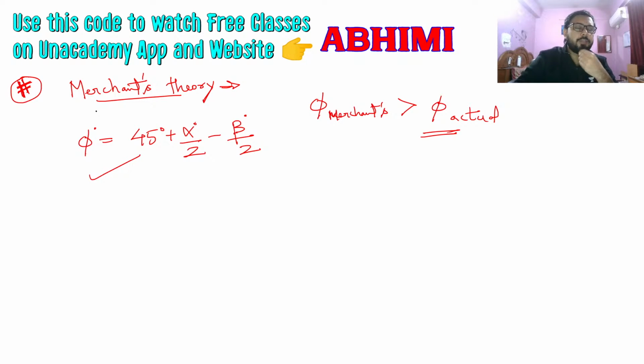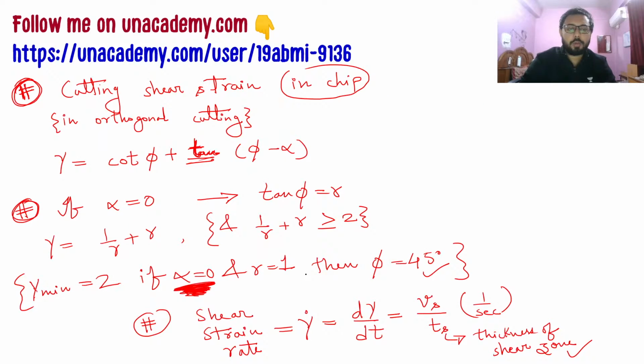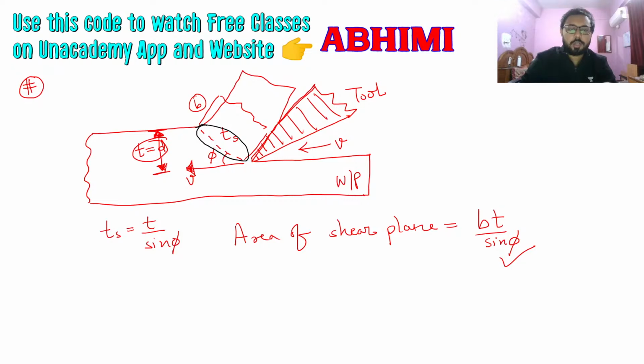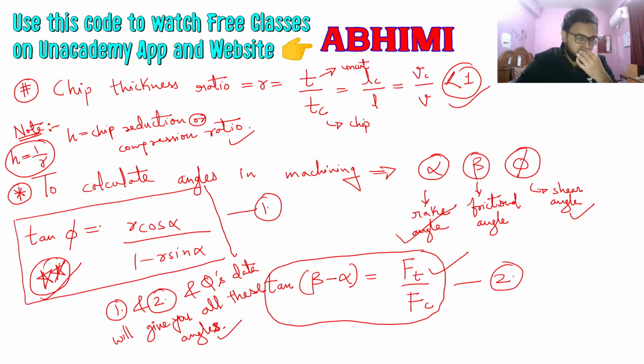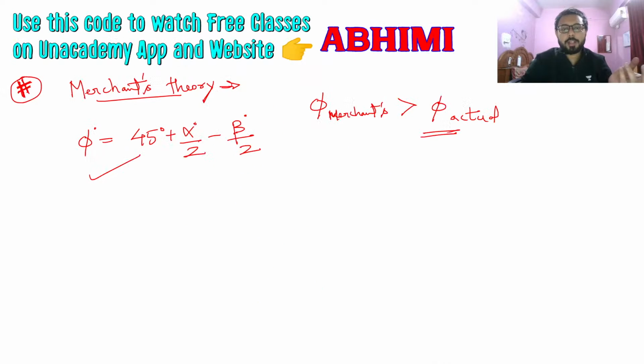So if that is asked in the question, then you have to find the Merchant theory angle. First you have to try to find the angles from the geometry. If you are able to find the angles using these two formulas, then always use these formulas first, because they are derived directly from the geometry. And if you are not able to calculate the angles using those two formulas, then you are going to use the Merchant theory if it is given in the question.